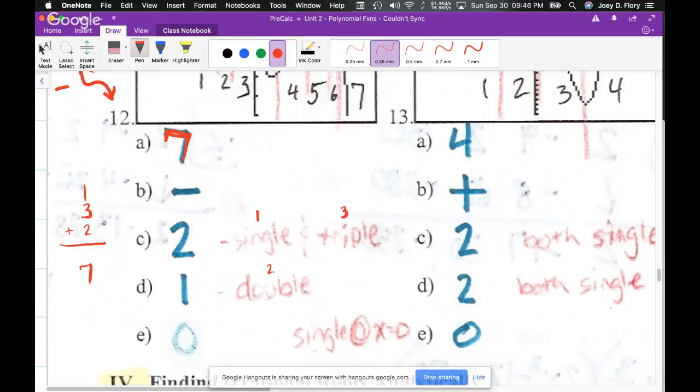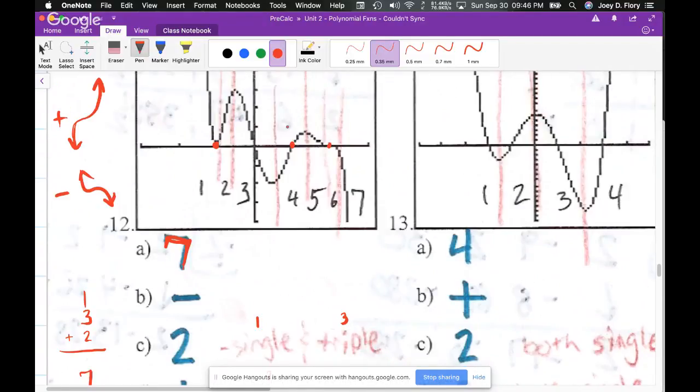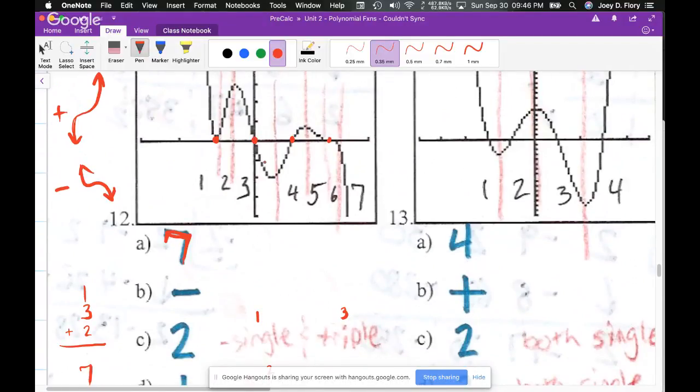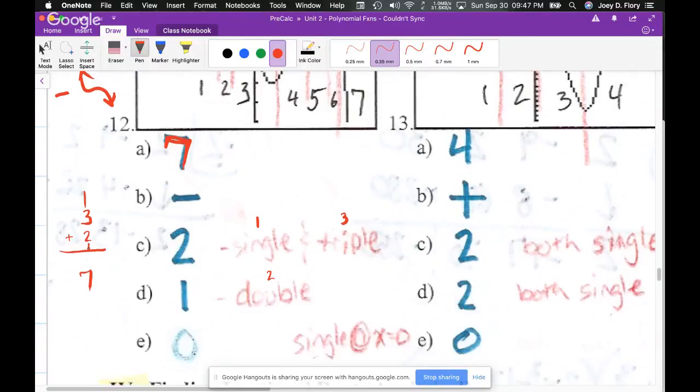Does that make any sense? Oh, don't forget your 0. I don't ask for you to list how many roots go through the origin, but don't forget to count that. That's a root. Plus 1. So that's 7 of the roots accounted for. Subtract that from our degree, and that tells you how many imaginary roots we have. Cool.